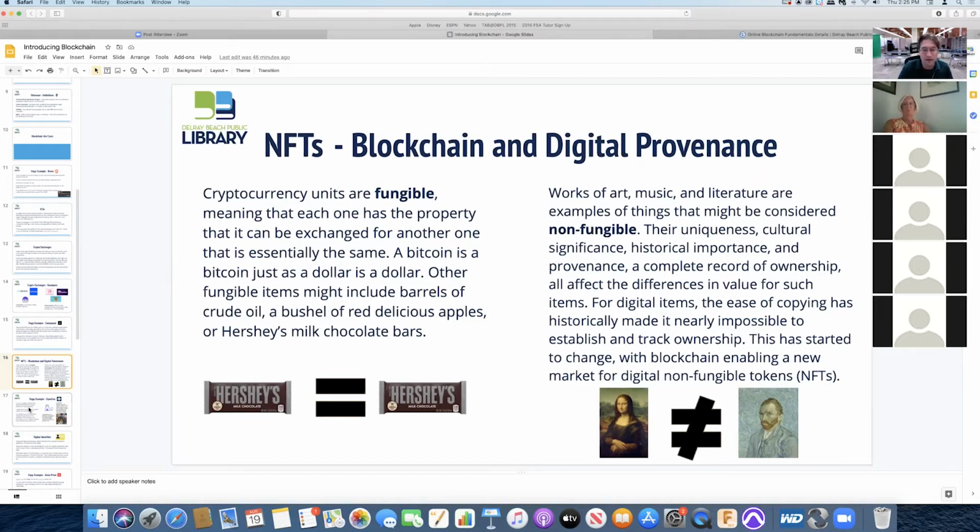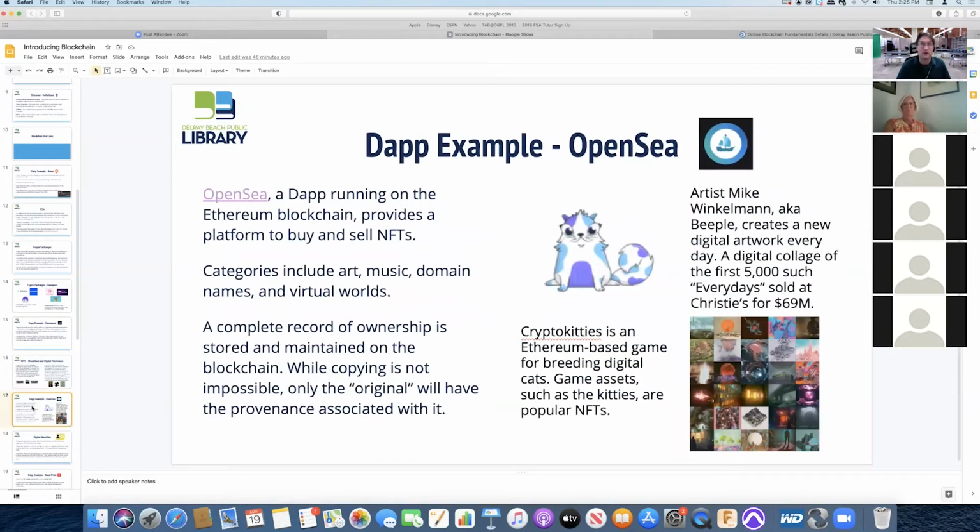Now, there's a lot of different marketplaces that you can go to buy these non-fungible tokens. One particular DApp example is OpenSea. OpenSea is a DApp running on the Ethereum blockchain and provides a platform to buy and sell NFTs. Categories on their site include art, music, domain names, and virtual worlds. A complete record of ownership is stored and maintained on the blockchain.